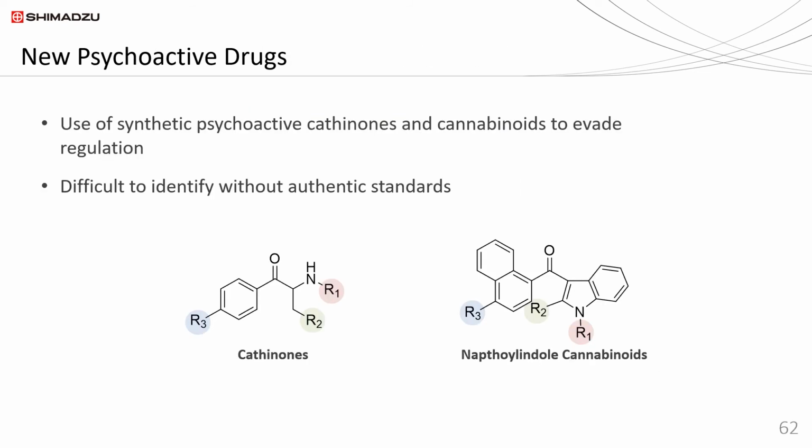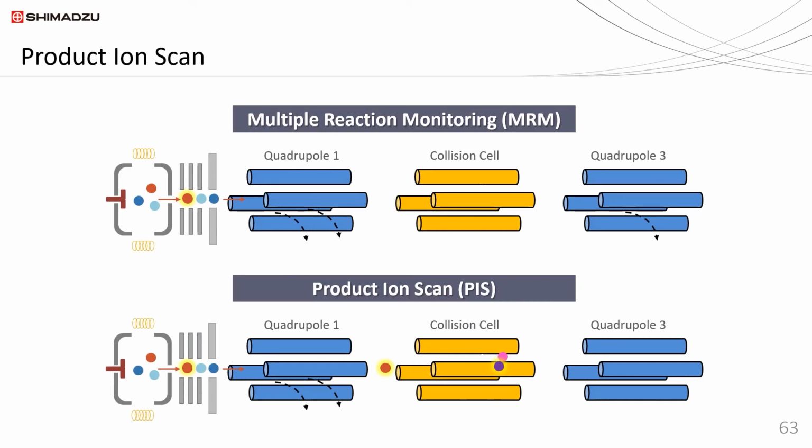In order to evade regulatory detection, new psychoactive drugs are commonly synthesized. For example, the R1, R2, and R3 functionalities on cathinones and cannabinoids are modified to avoid detection. Without authentic samples, it can be very challenging to identify these types of designer drugs. Especially for these two designer drugs, the Forensic Toxicological Database provides a detection method based on a combination of MRM and product ion scan.